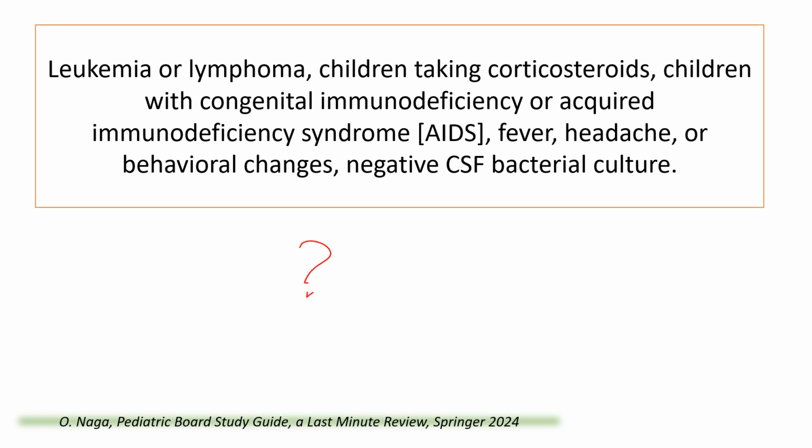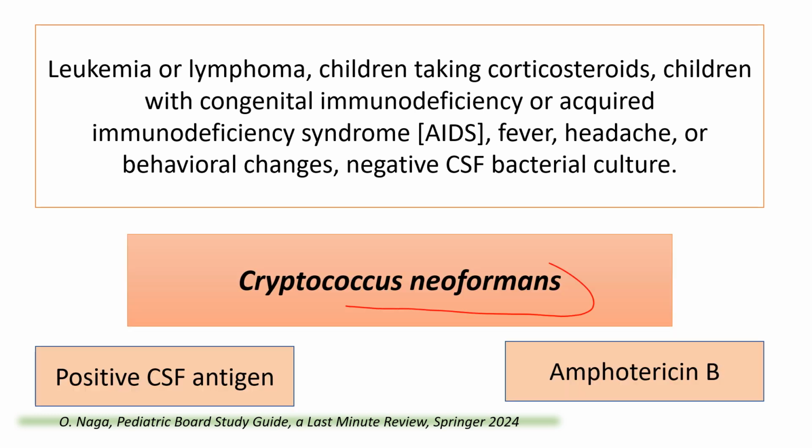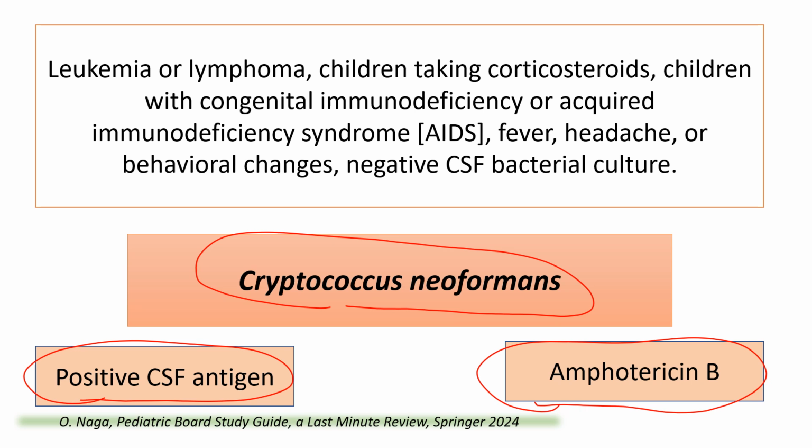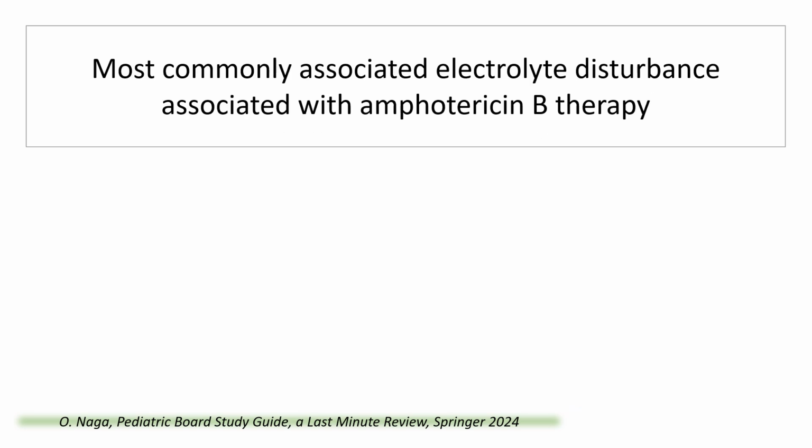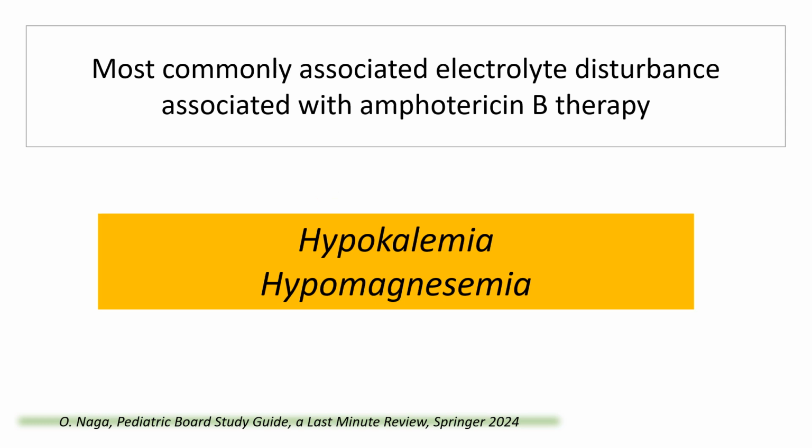So the keywords here: immune deficiency plus meningitis and negative CSF bacterial culture. Cryptococcus neoformans. The best test is CSF for Cryptococcus antigen. If it's positive, this will confirm the diagnosis, and the treatment is amphotericin B. Be familiar with the electrolyte disturbance associated with amphotericin therapy. It is hypokalemia and hypomagnesemia.